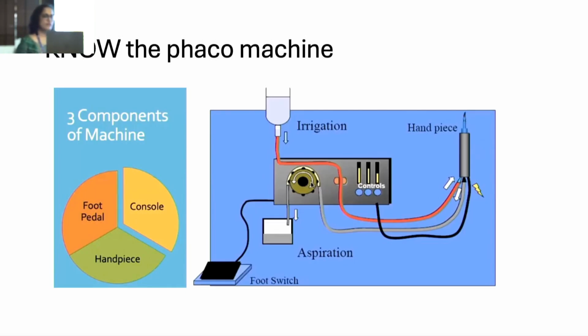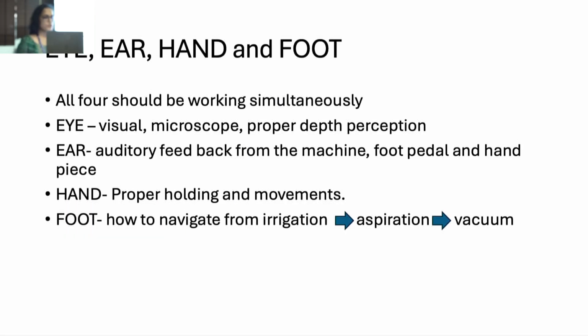Before going to Phaco, what homework should we do? The first homework is to know the Phaco machine and how it works. It has mainly 3 components: foot pedal, console, and handpiece. And what machine you are using, Venturi or peristaltic, what is the aspiration, what is the occludability, what is followability, what is surge, how to prevent surge, and how you can navigate everything forward also.